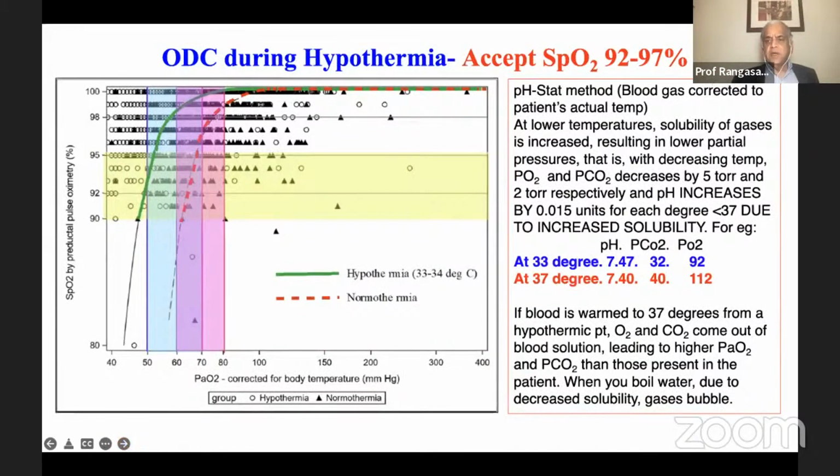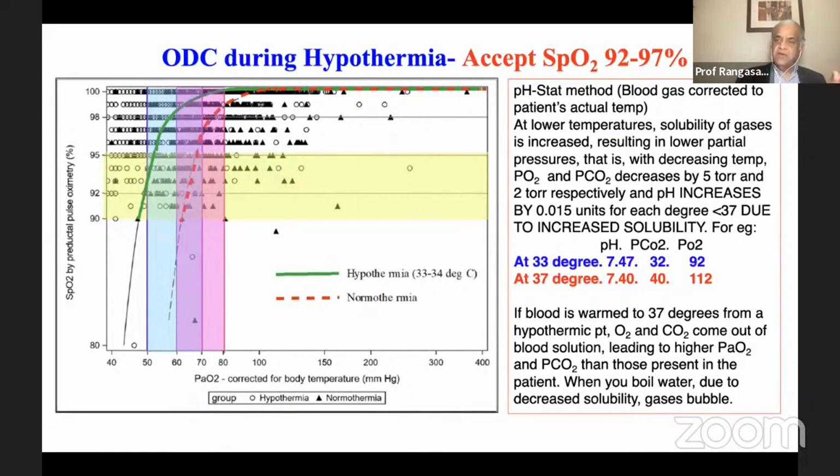What happens in babies when you are cooling them on hypothermia treatment? This is what happens. Now, because of the solubility of gas here, we use the pH stat method. Most of you use, hopefully, the pH stat method, where the blood gas is corrected to the patient's actual temperature. So at lower temperature, the solubility of gas is increased, and therefore results in lower partial pressures of gas. So at 33 degrees Celsius, pH is 7.47, PCO2 is 32, PaO2 is 92. This is what the baby's tissues are looking at.